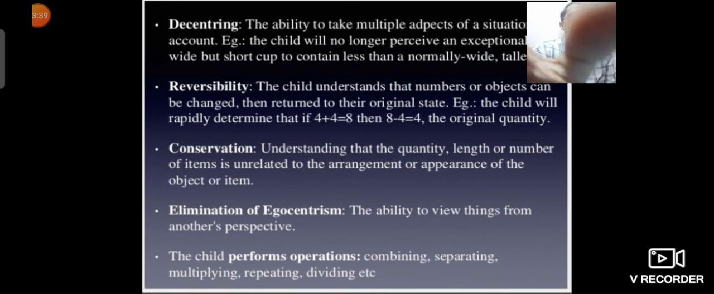Then reversibility: the child understands that numbers or objects can be changed, then return to their original state. For example, the child will rapidly determine that if 4 plus 4 is equal to 8, then 8 minus 4 is equal to 4, the original quantity.